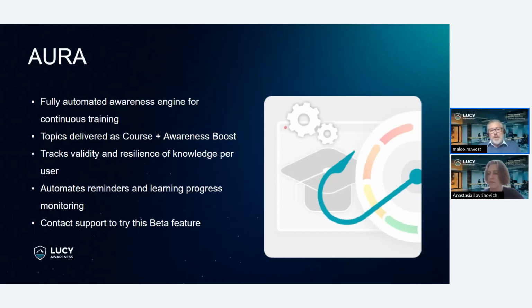So that was adaptive phishing, the start of automation. And now we're going to talk about Aura, which is the next part of automation. They're not directly connected, but this does a very similar thing for your awareness training. And Anastasia will run you through this one as well. Slightly different sort of format, and you'll need to register for this to operate this as a beta feature. Anastasia.